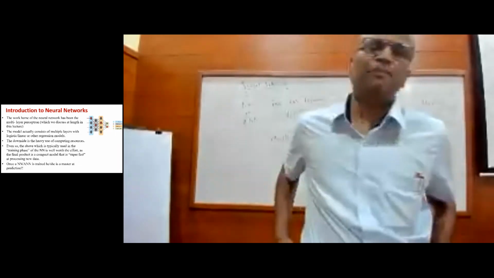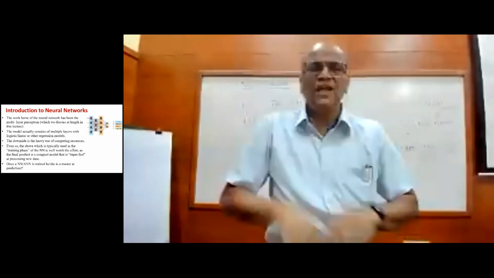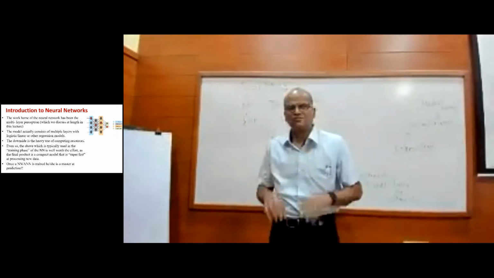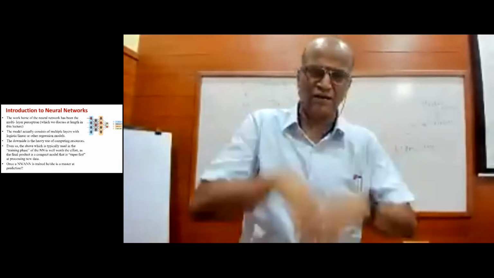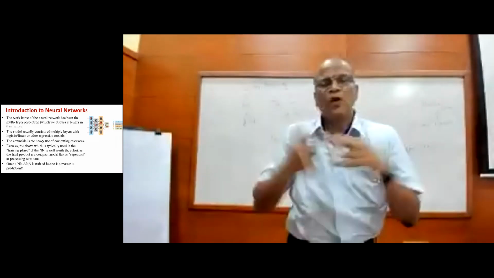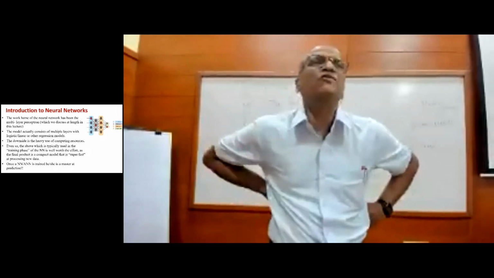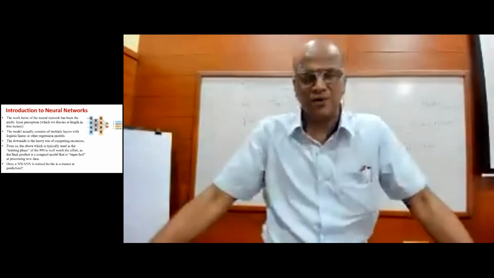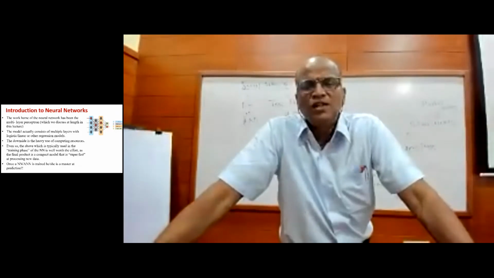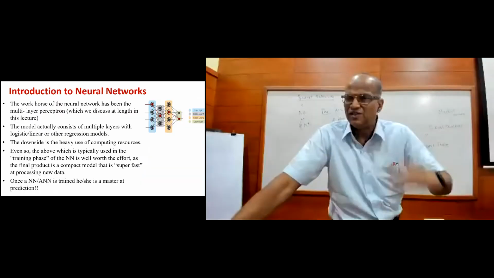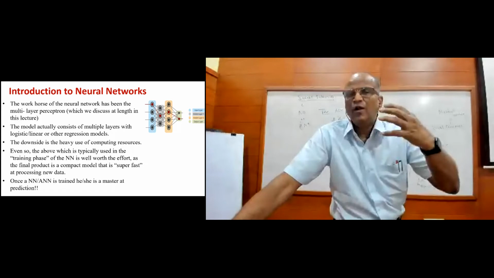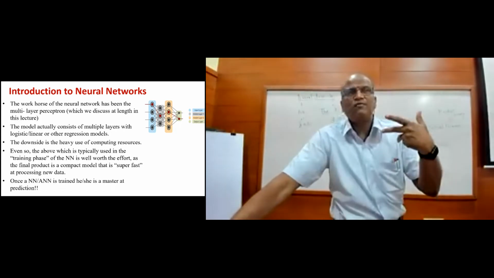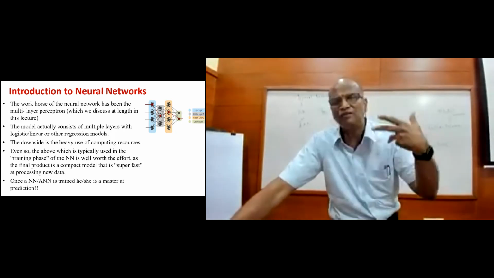Okay. Now let's get back to this. So the multi-layer perceptron is a model which consists of multiple layers with logistic or linear or other regression models. What is the downside? The downside is the heavy use of computing resources, where if you want to use the multi-layer perceptron, there is heavy use of computational resources in what we call the training phase. You want to train the neural network.